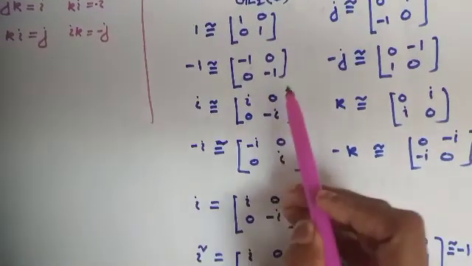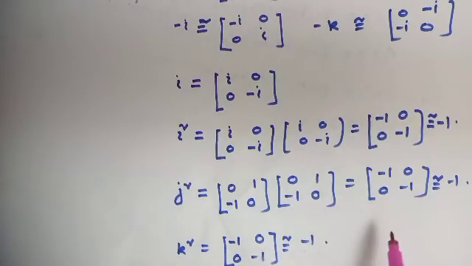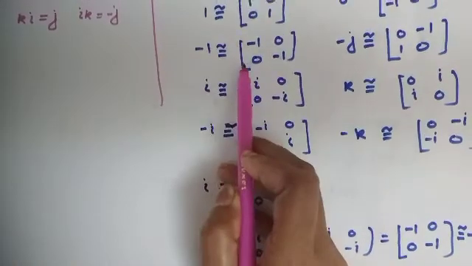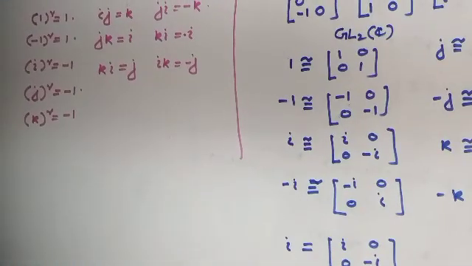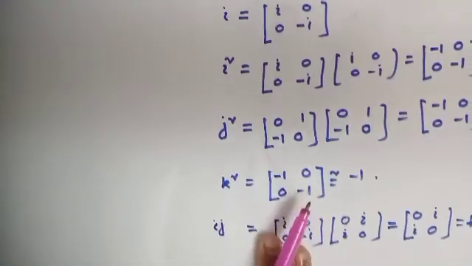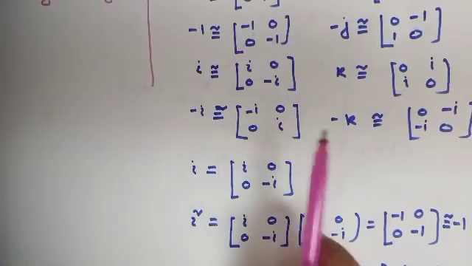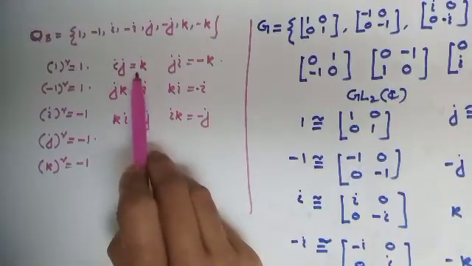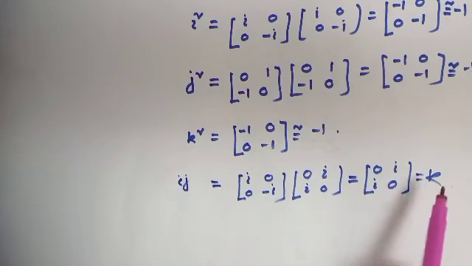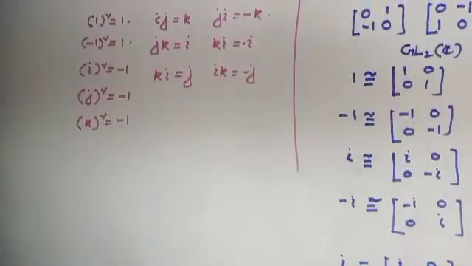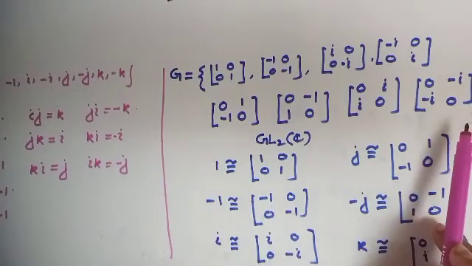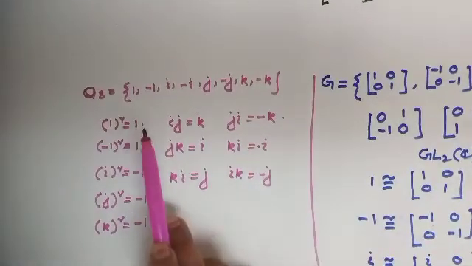Similarly, if I consider j equal to these matrices, then after this operation I will get j square equal to these matrices, which is equivalent to minus 1. So j also satisfies this operation. Similarly k. So our assumption is right. Here i times j equal to k. If we multiply those matrices, then I will get this, and this is similar to k. That means it is also satisfied. So this set satisfies all operations of Q8.